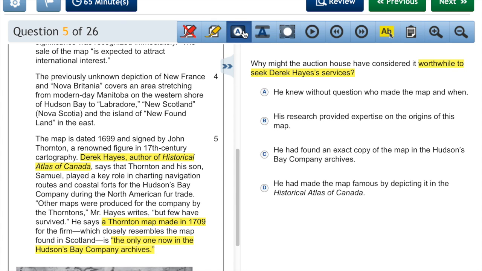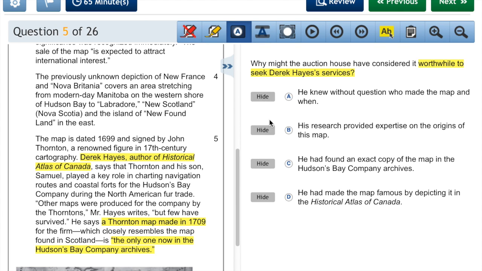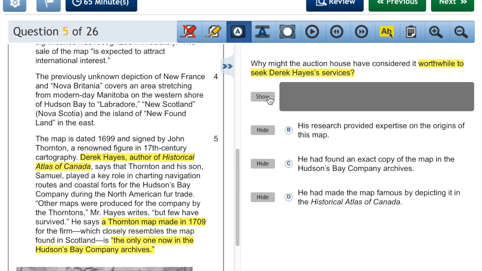Next, I think I'm going to use the answer masking tool in order to mask any answers that I know would be wrong. I know that we're looking for some sort of expertise on the part of Derek Hayes. There's nothing in the article to indicate that he knew without question who made the map and when. So we're going to go ahead and mask that choice.